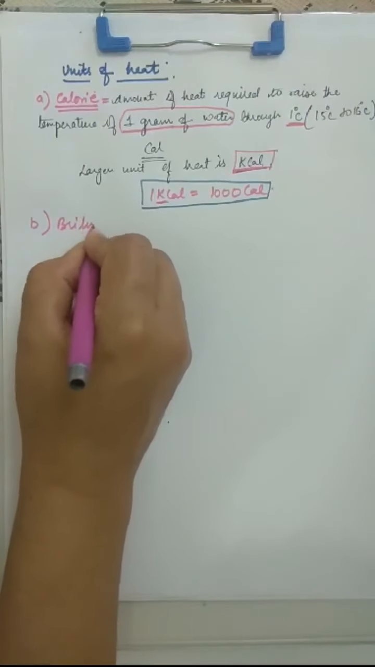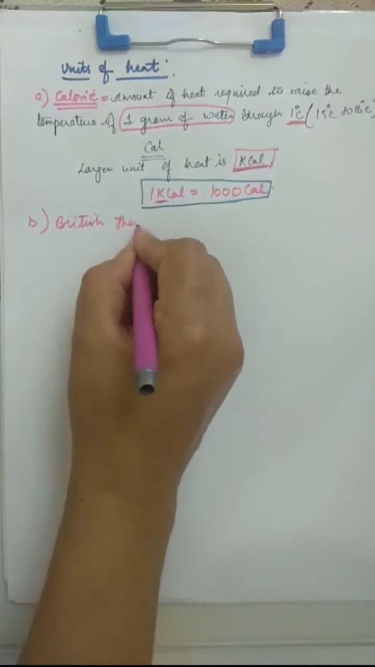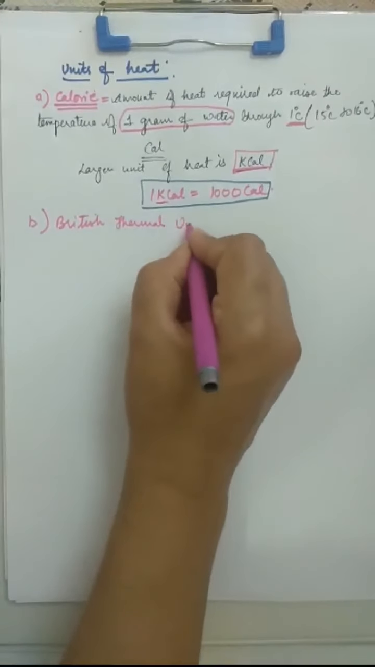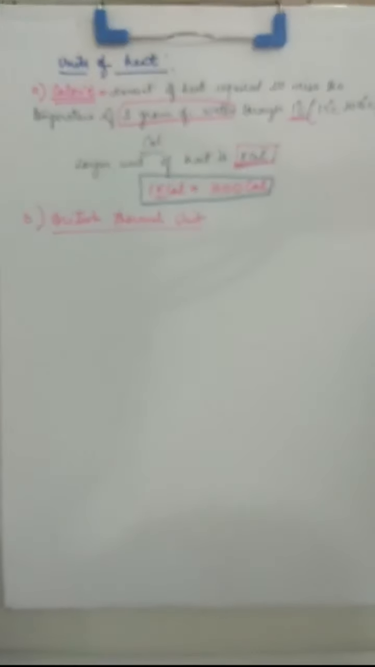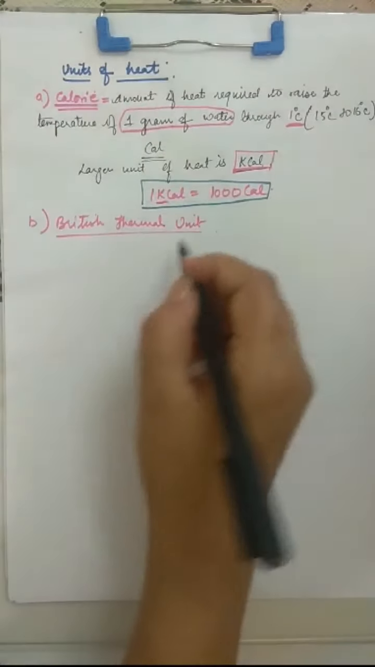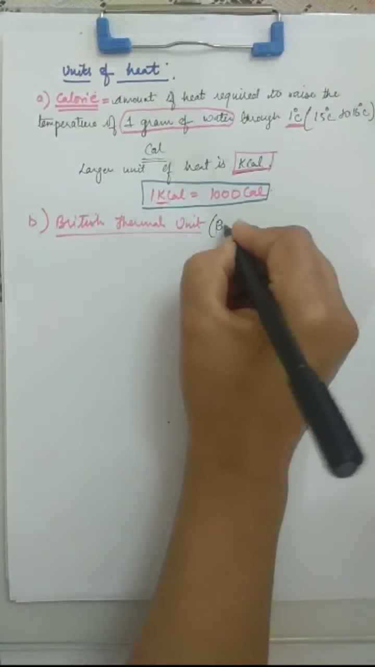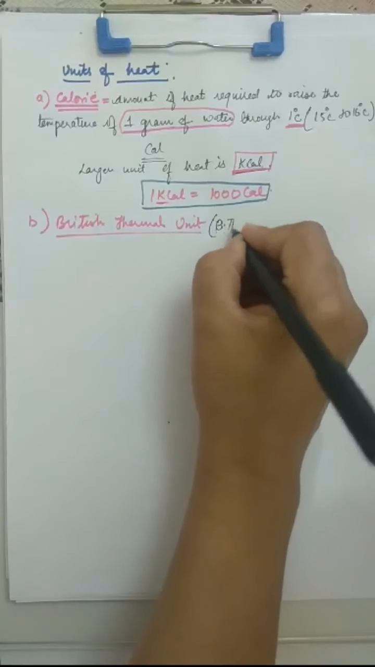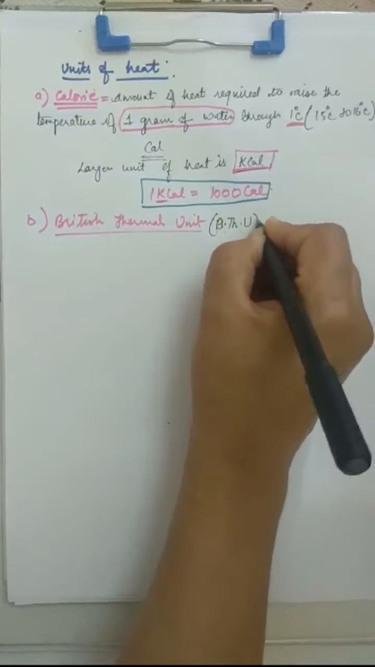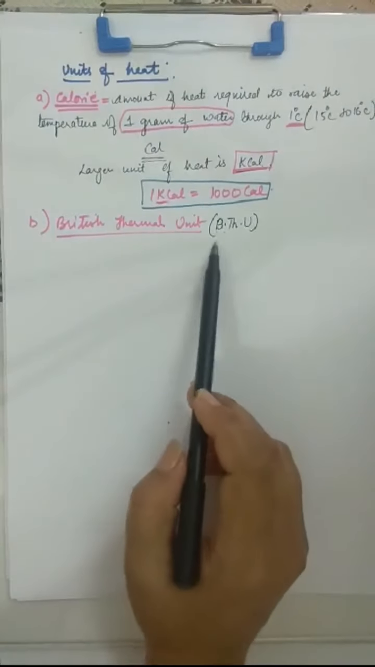Second unit is British thermal unit. This question can be asked in 3 marks, I hope. So a British thermal unit is denoted by B.Th.U. So how can it be defined?